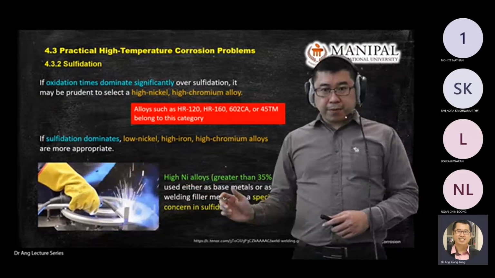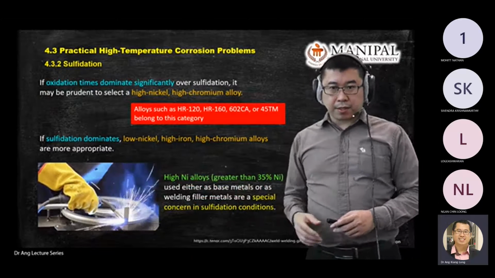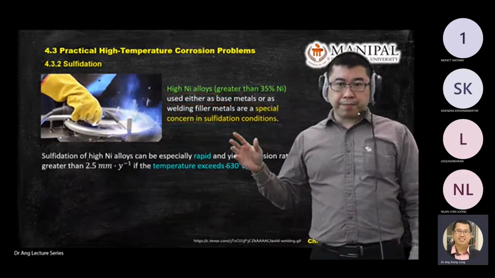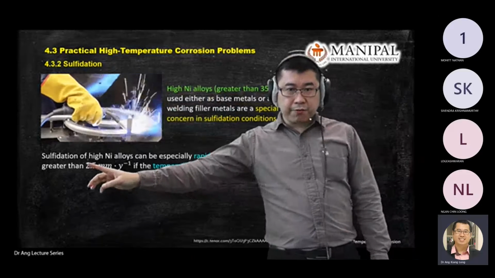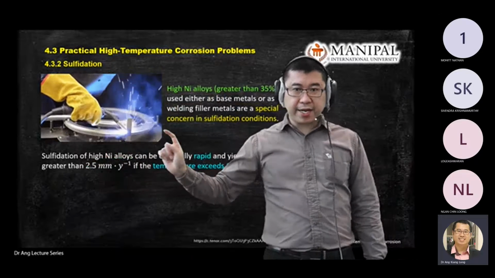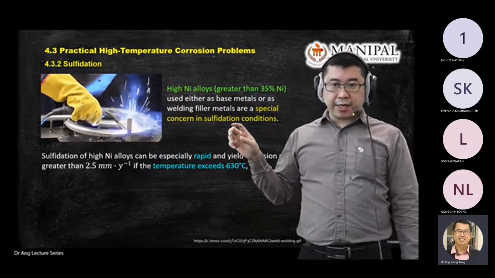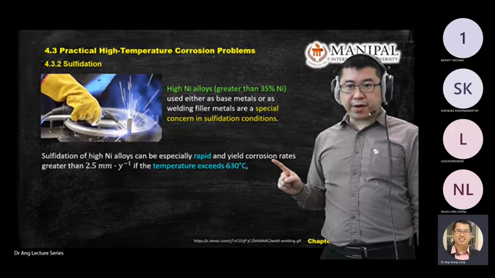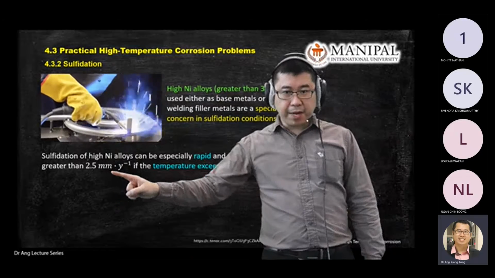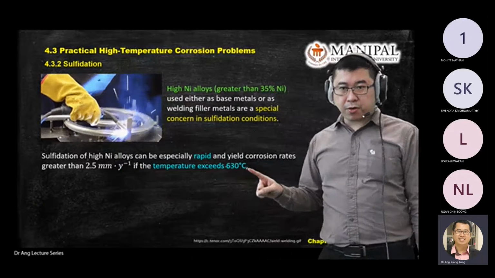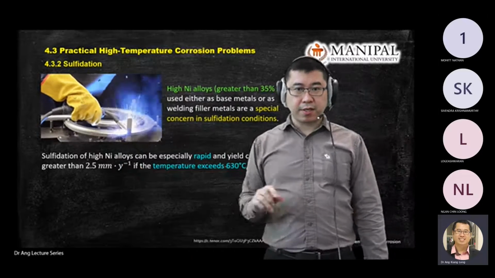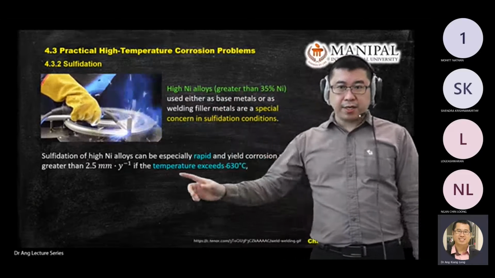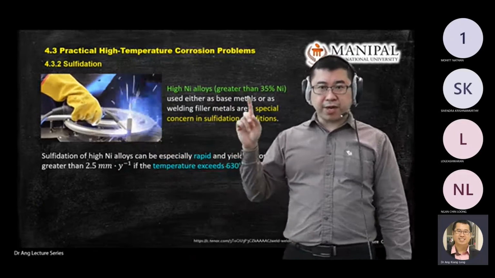Okay, so this is another example. If you have a sulfidation condition, so this is the explanation. Sulfidation of high nickel alloy can happen very fast, and it can yield very high corrosion rates, 25 per year, if the temperature is more than 630 degrees C. Just take note of that. So high nickel is good. However, this is the weak point of high nickel alloy.